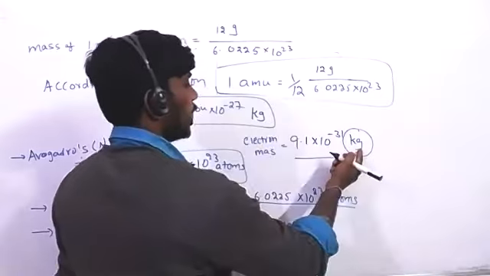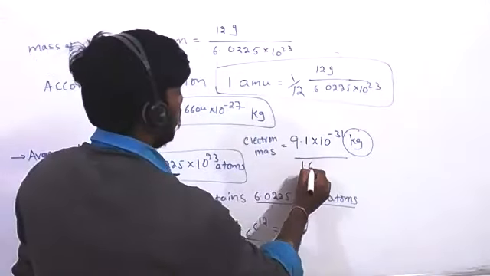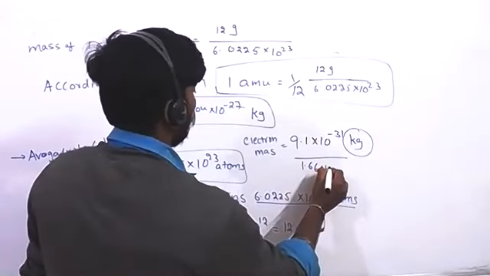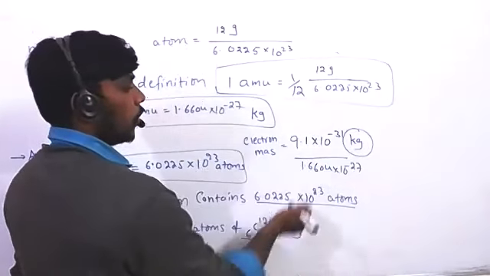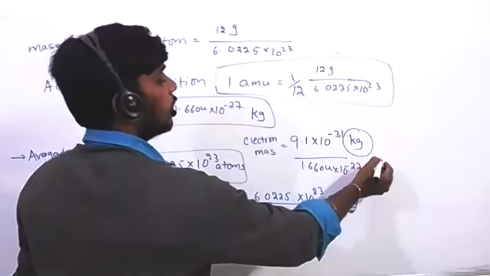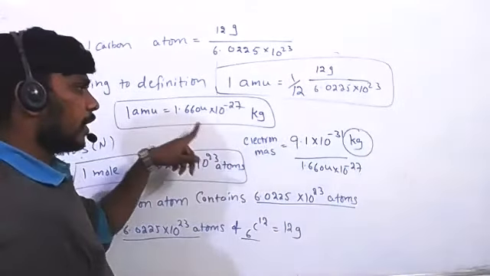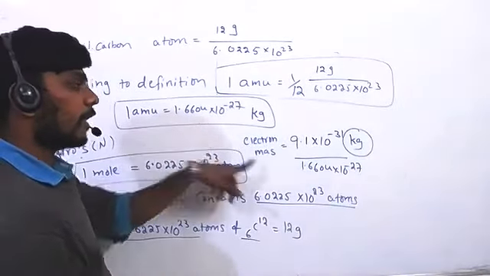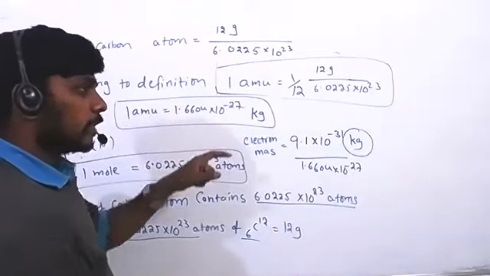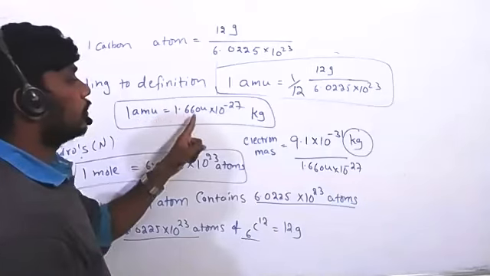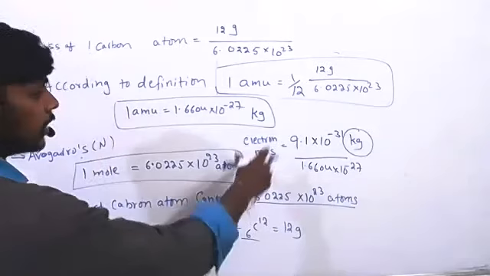So 1 kg is nothing but 1 by 1.6604 into 10 to the power of minus 27. If you solve, you will get mass in terms of AMU. So to convert kg to AMU, we have to divide with this number. To convert AMU to kgs, 1 AMU equals 1.6604 into 10 to the power of minus 27 kg, and we have to multiply.